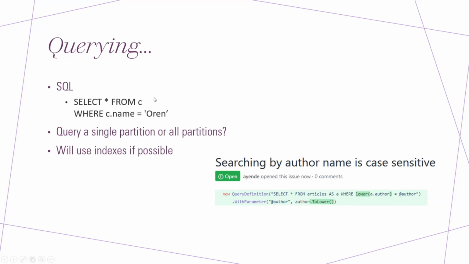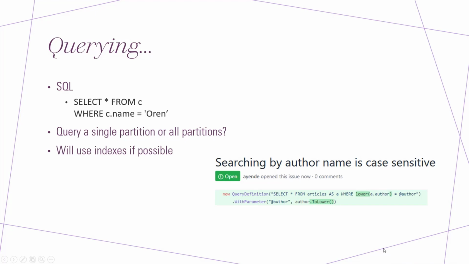This is a Cosmos DB query. You can see that I'm querying from C. C is the container. There is no name for the table. And the documents inside the same container can have different shapes. But I'm doing this, and this actually turns out to be a bug. What's the bug here? The query is case sensitive. So I fix it like this.